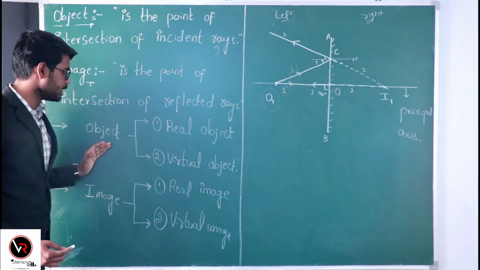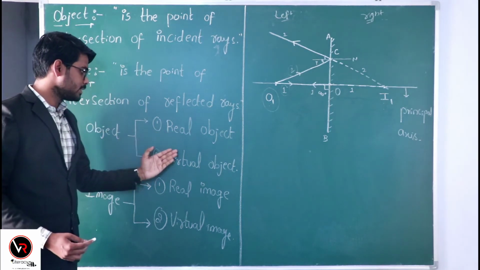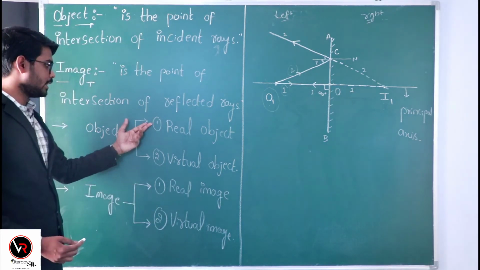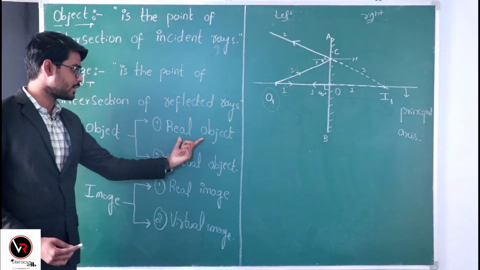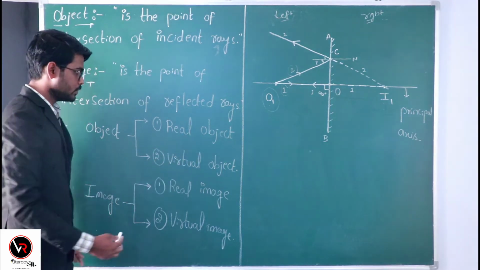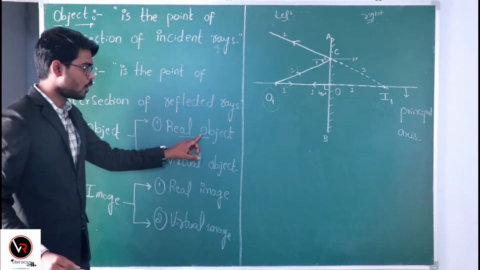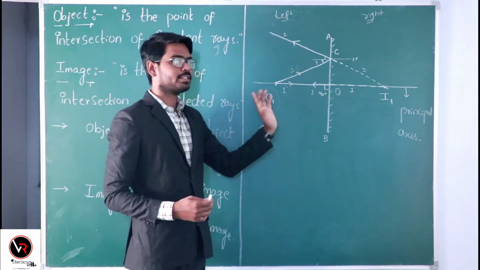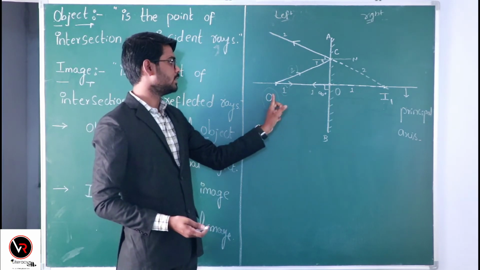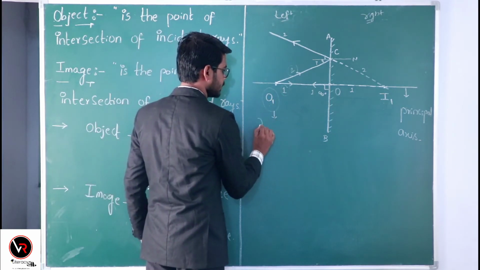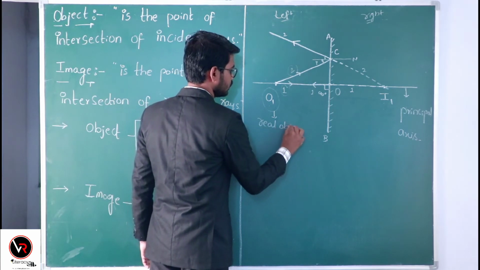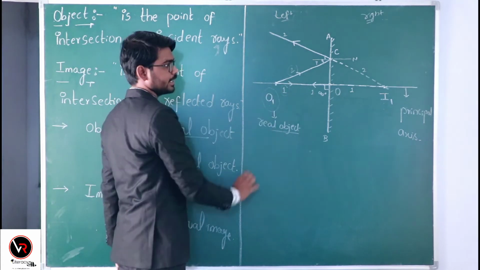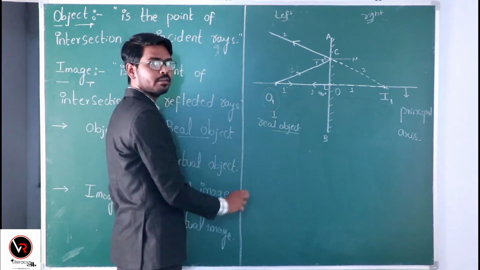Now let us try to understand what is real object and virtual object, what is real image and virtual image. The object is mainly classified into two types. So now let us try to understand what is the real object. A real object is the object which is formed due to actual intersection of incident rays. See here, I call this O1 the real object, because here the two incident rays are actually intersecting at this point O1.